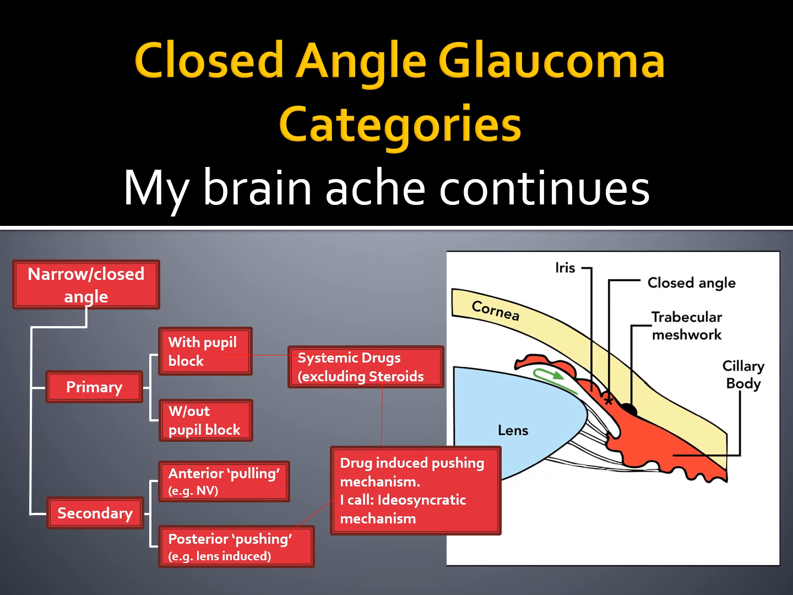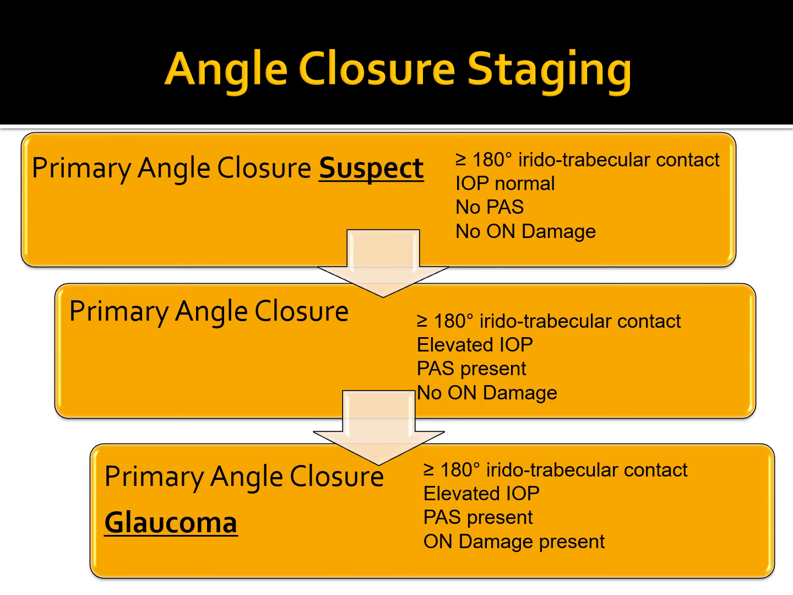I would add systemic drugs can cause pupil block, so it's not primary. It is caused by drugs, excluding steroids, of course. They can create a pupil block mechanism, secondary pupil block, and also there are other drugs that can cause a pushing mechanism, and I call it an idiosyncratic mechanism. But first, angle closure staging.